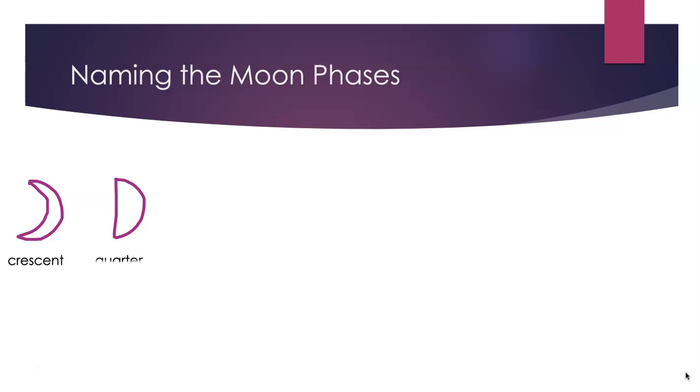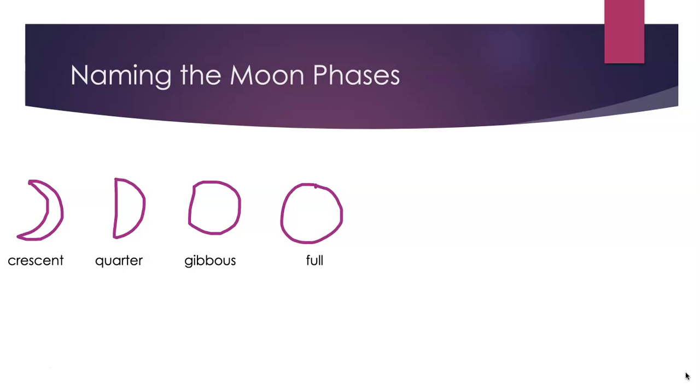It's not called a half moon though, it's called a quarter moon, and that's because it's a quarter of the way through its lunar cycle. We then have a phase that's not quite full, but more than a quarter, and that's called a gibbous. Eventually we get to the full moon.